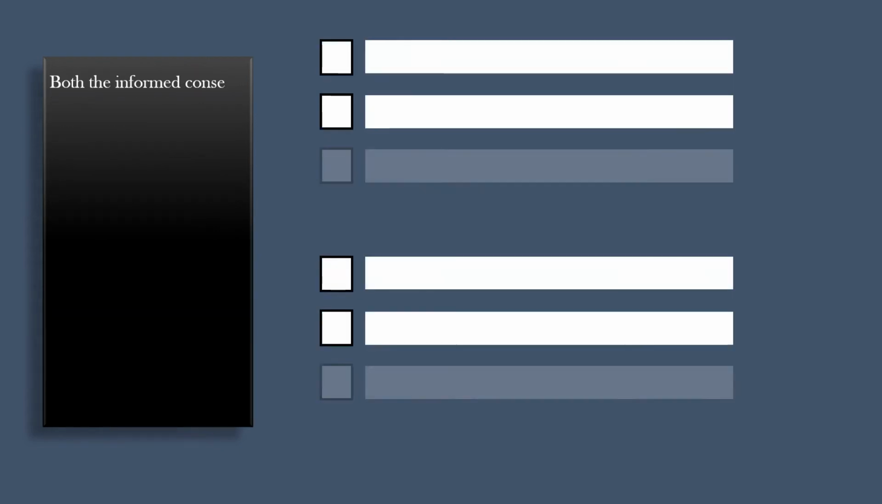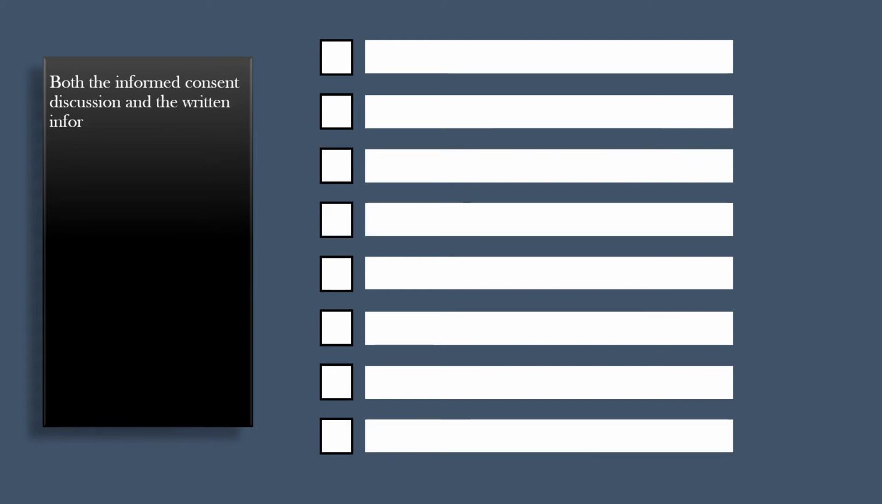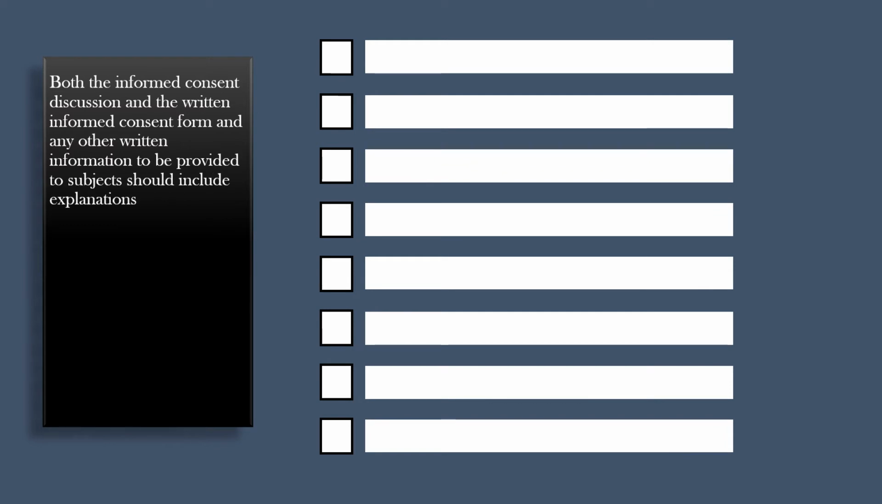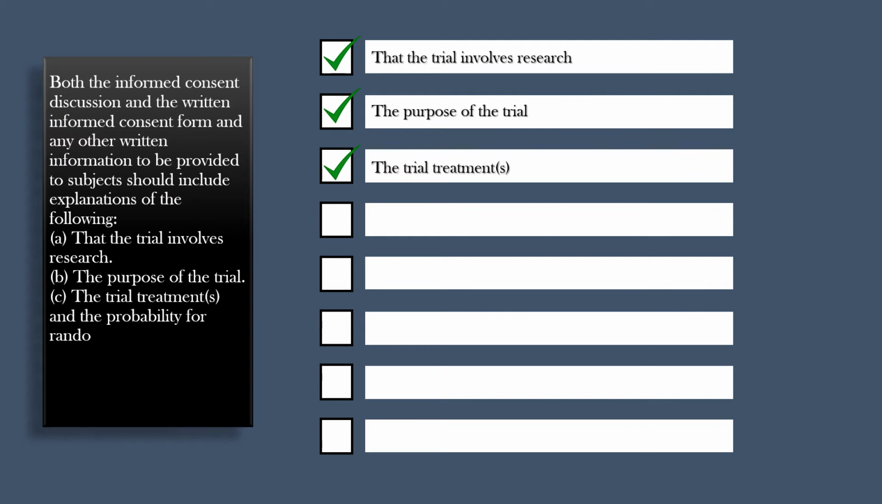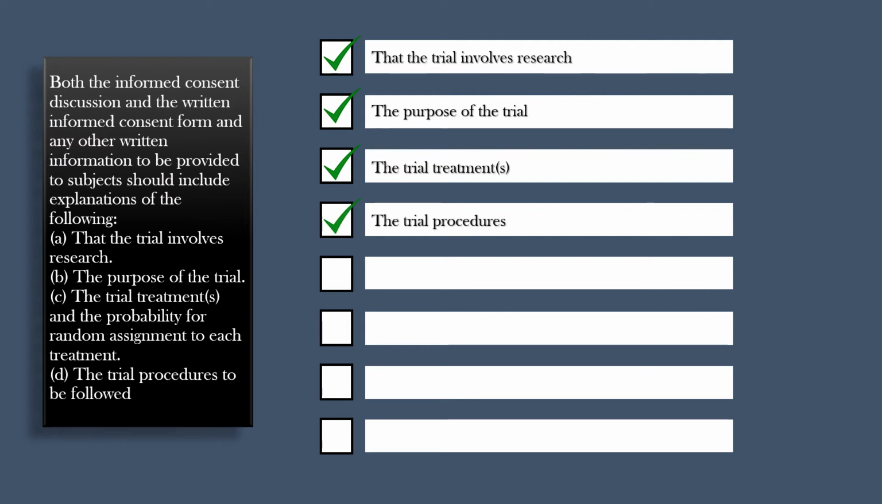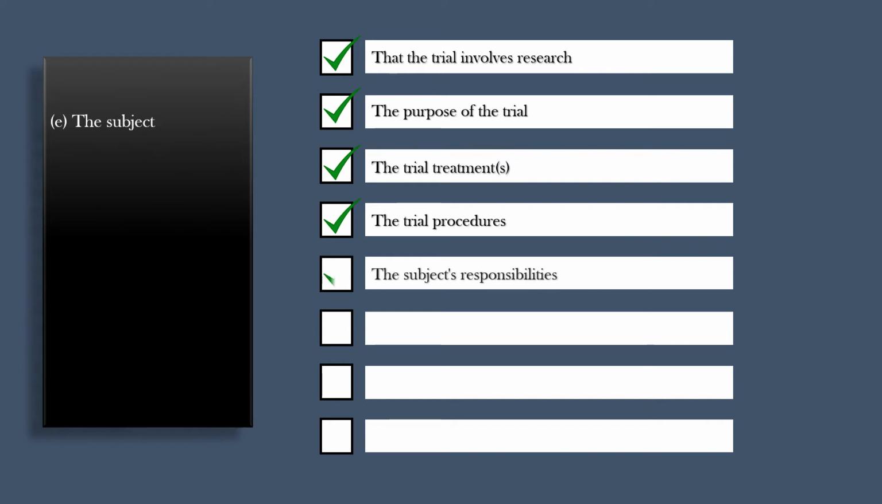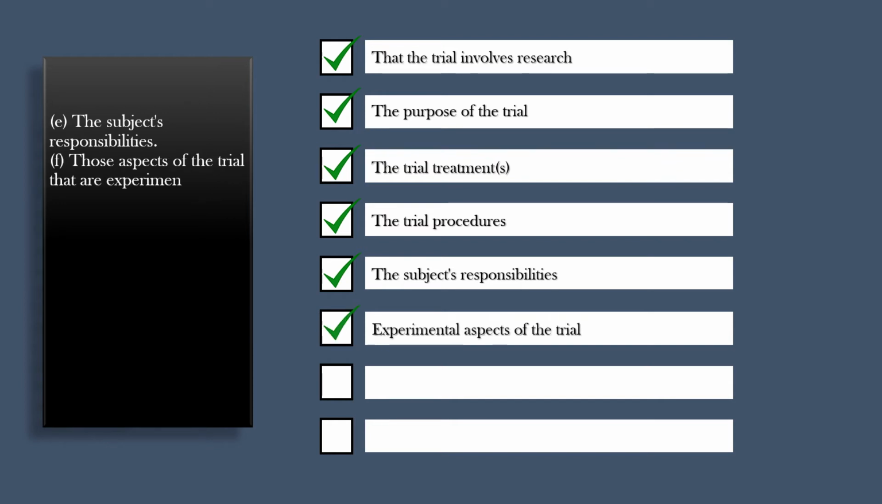Both the informed consent discussion, and the written informed consent form and any other written information to be provided to subjects, should include explanations of the following: that the trial involves research. The purpose of the trial. The trial treatments and the probability for random assignment to each treatment. The trial procedures to be followed, including all invasive procedures. The subject's responsibilities. Those aspects of the trial that are experimental.